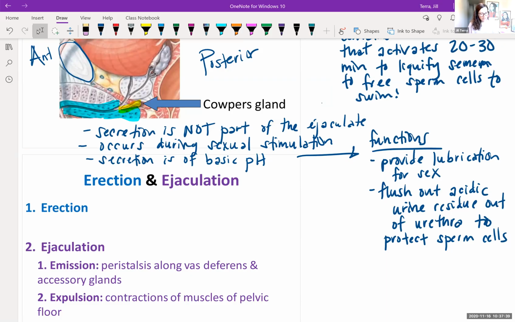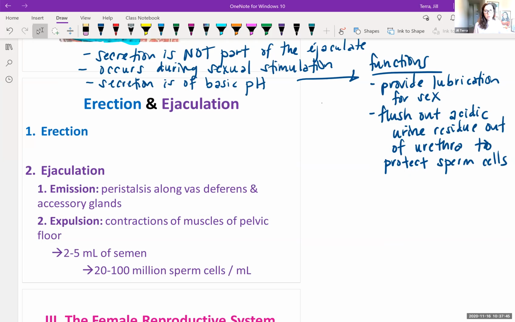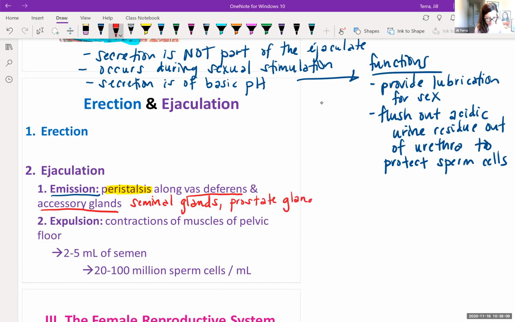Okay, so then erection and ejaculation happen during sex, right? Eventually ejaculation will happen. And there are two parts to ejaculation. There is the emission, and that is caused by peristalsis. That's happening along the vas deferens. It's happening within our accessory glands as well, right? The seminal glands and the prostate gland. And remember, the epididymis also undergoes peristalsis to move the sperm cells out of the epididymis, okay?